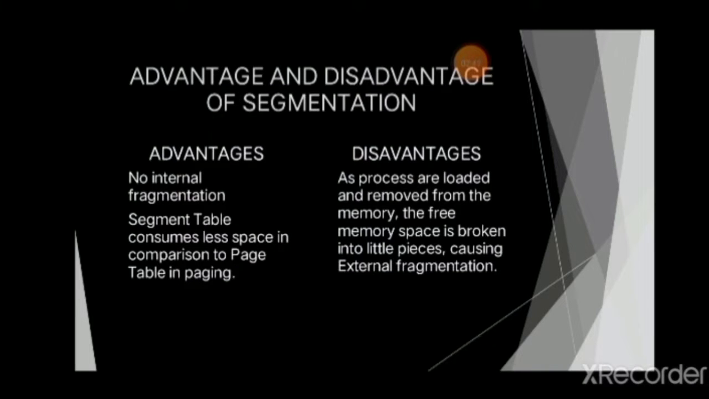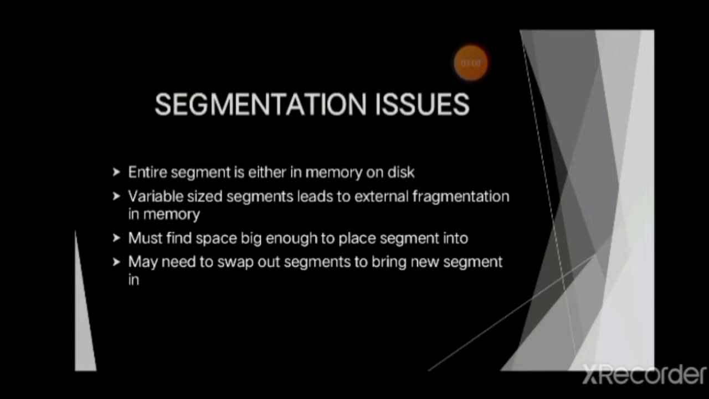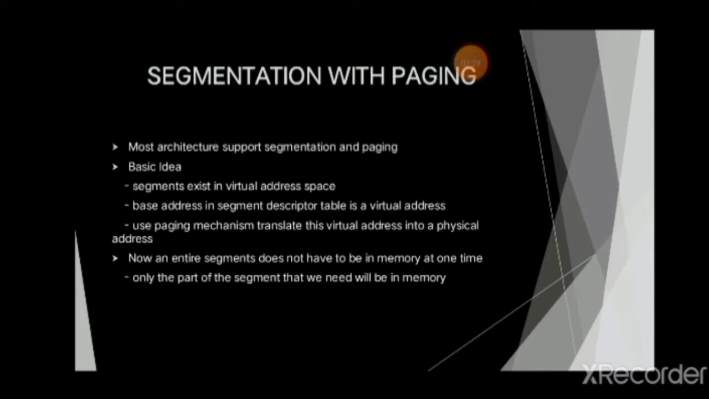Advantages and disadvantages of segmentation. Advantages: no internal fragmentation. Segment table consumes less space in comparison to page table in paging. Disadvantages: as processes are loaded and removed from memory, the free memory space is broken into little pieces, causing external fragmentation. Segmentation issues: the entire segment is either in memory or on disk. Variable size segments lead to external fragmentation in memory. Must find space big enough to place the segment into. May need to swap out segments to bring a new segment in.